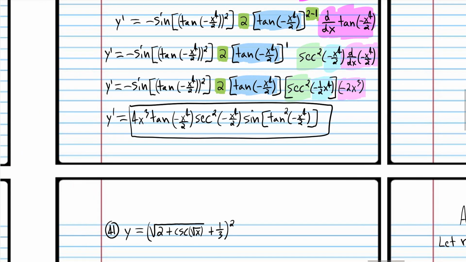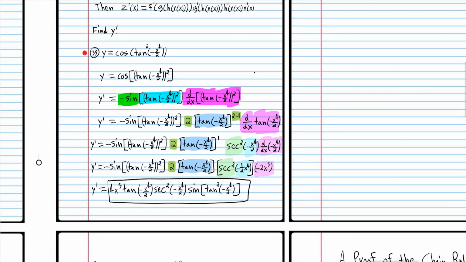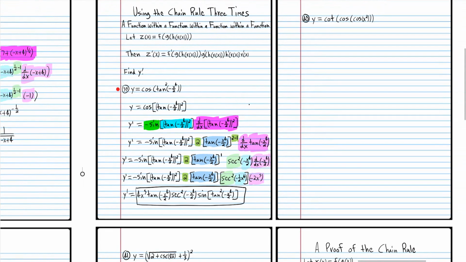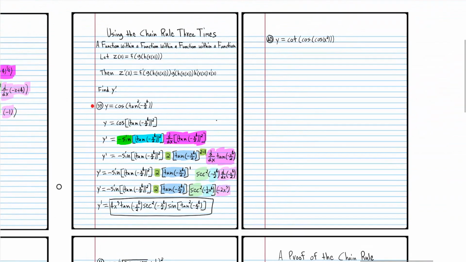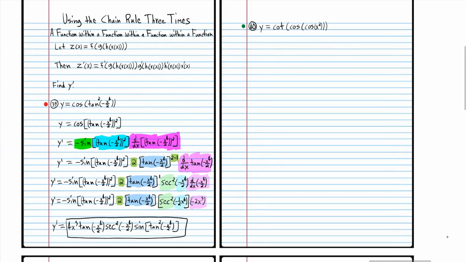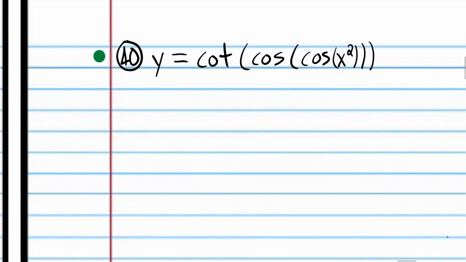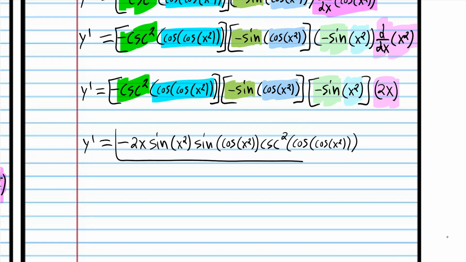So there you go. I want you to try a problem like that. I want you to try number 40, and when you come back, we'll do it together. Okay, we're back. And there you go. That is the final answer.